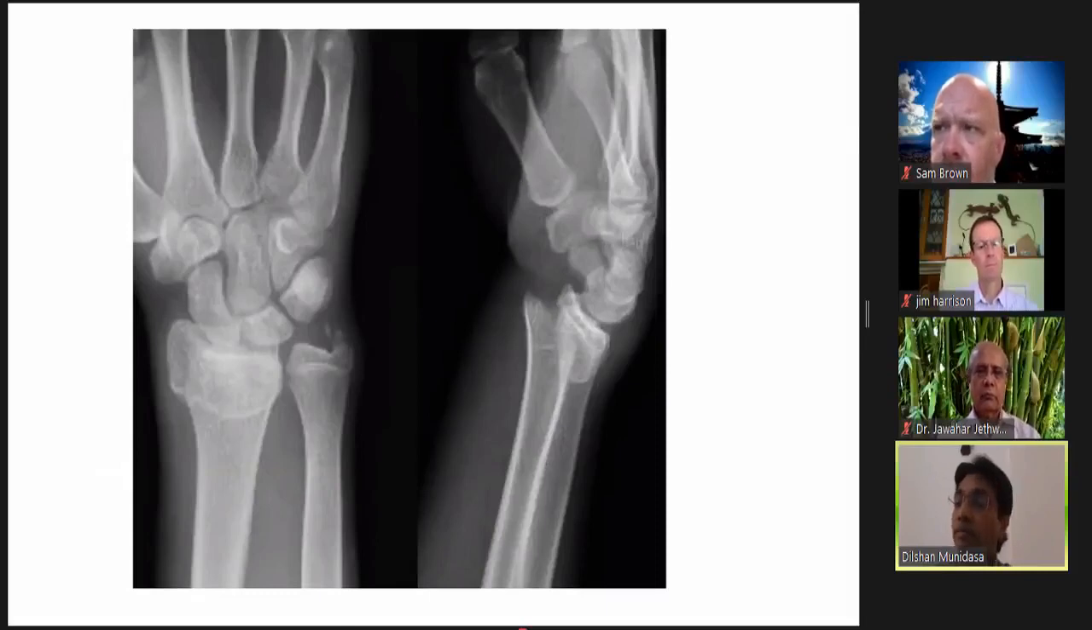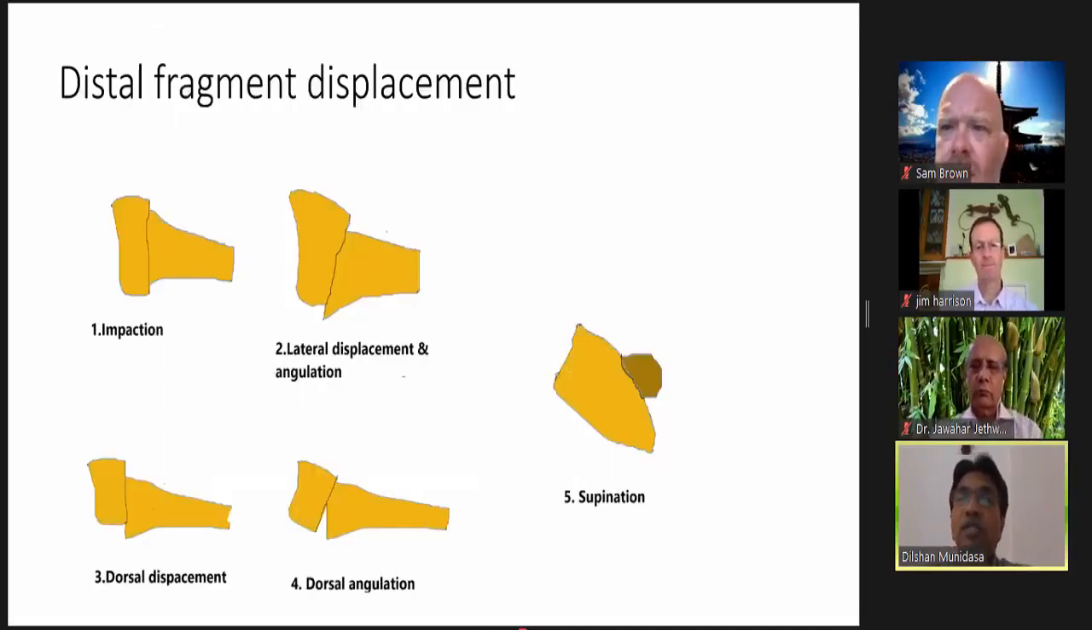So when we consider reduction of this fracture, we need to know what configuration is in the fracture. Generally, there are about 5 or 6 deformities in the distal radial fracture. Firstly, it is impacted, that is, it is proximally driven, and it is laterally displaced and can be angulated laterally, and it is dorsally displaced and angulated, and also the fragment is supinated. So when we consider the reduction, we have to reverse all of these deformities. Let's see how we do this during an actual case.